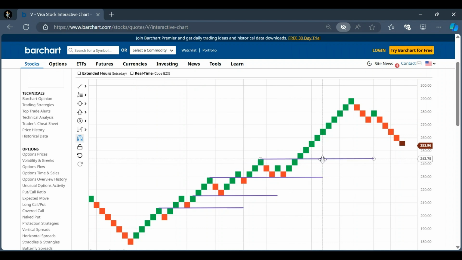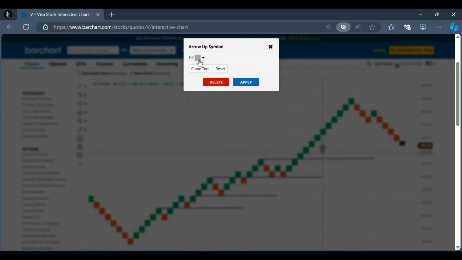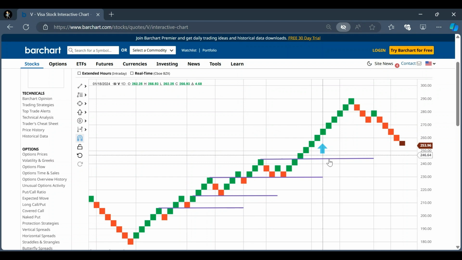Just like with other chart types, identifying support and resistance levels is key in Renko charts. These levels indicate where the price tends to find a floor or ceiling. Here, we've drawn support and resistance lines on the Renko chart. Notice how the price respects these levels, often reversing direction upon reaching them.